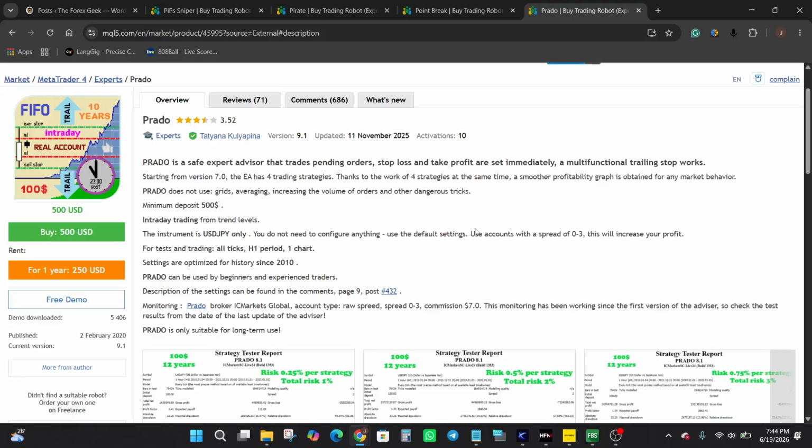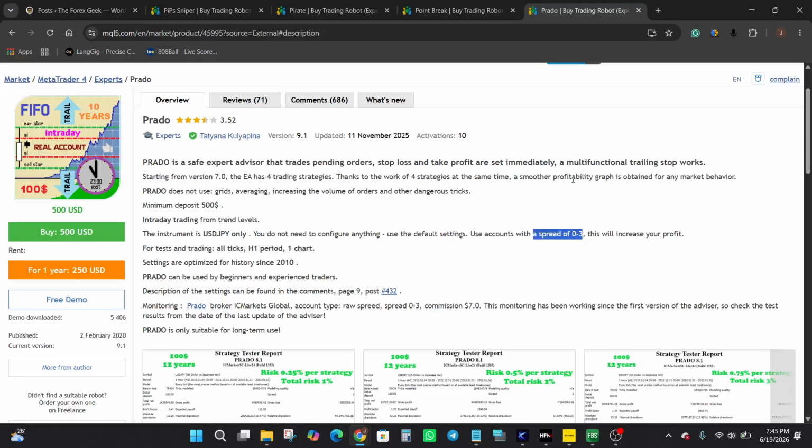Moving further down, the developer specifies that the EA is designed exclusively for USDJPY. That is an important limitation to note because it means all testing and optimization are centered around a single instrument rather than a multi-pair approach. The minimum deposit requirement is listed at $500, and the recommended environment includes low spread accounts, ideally between 0 and 3 points.